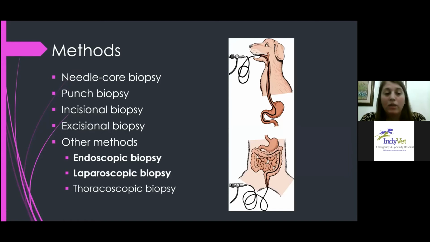Other methods we can use, more specific methods. We can do endoscopic biopsies, which are either the upper or lower GI tract. It can essentially be used on any hollow lumen. It's a video camera that goes in both the mouth and the butt, and then you can use a forceps to take biopsies while you're visualizing any lesions in the GI tract.